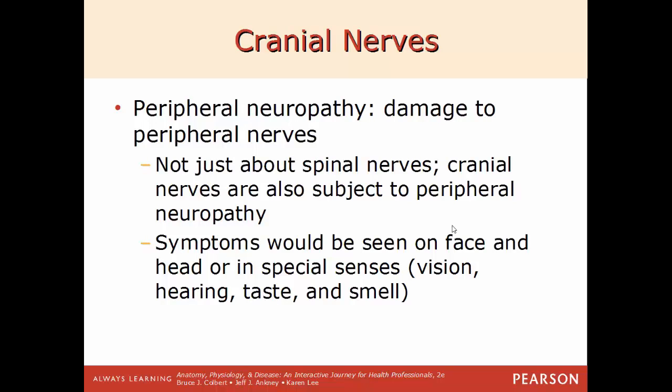We talked about peripheral neuropathy earlier, and damage to the peripheral nerves. But it's not just about the spinal nerves. You can have cranial nerves that are also subject to peripheral neuropathy. Now, symptoms will be seen on the face and in the head, or in your special senses: sense of vision, hearing, taste, and smell.